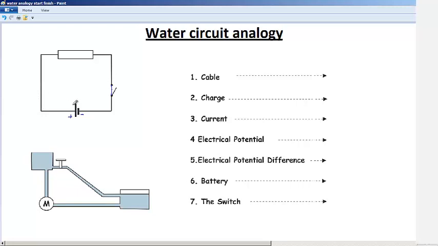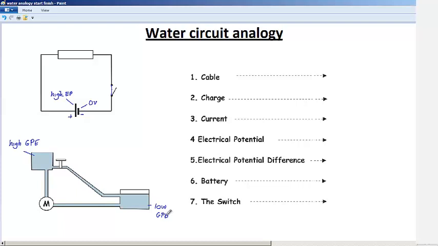Now, the positive terminal has the high electrical potential, and the negative terminal by default is always the low electrical potential, which is 0 volts. Now, if we look at the water circuit, you can see here we've got two reservoirs, one higher than the other. So the water in this reservoir has a high, not an electrical potential this time, but a gravitational potential energy. So we would say it has a high GPE, while the lower reservoir has a low GPE.